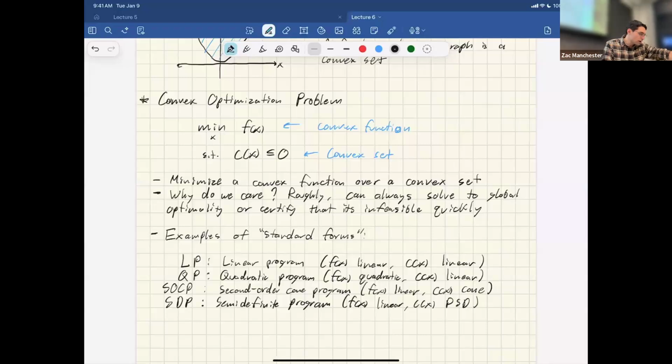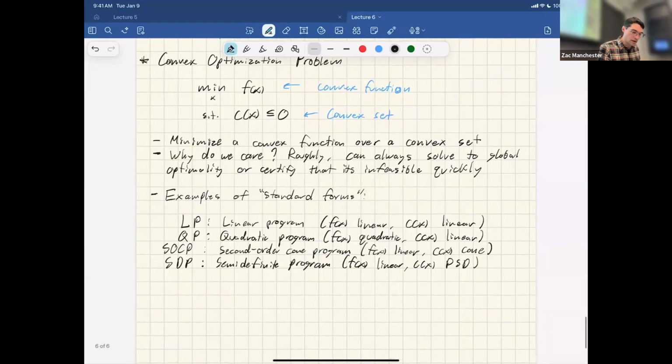Okay, we're out of time. So I'm going to break there. We'll pick it up here next time.